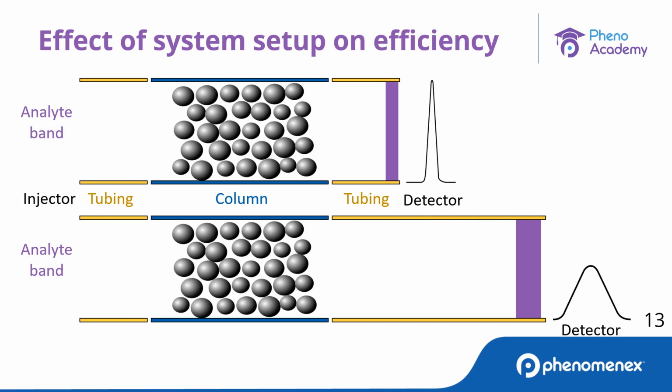You could be the best chromatographer in the world with the most efficient column there is, but if you do not optimize your LC system, you basically undo a lot of the column's hard work, and you will never see the efficiency that you could be getting.